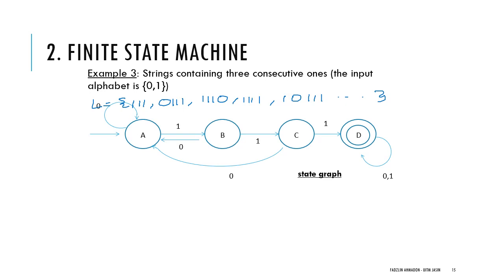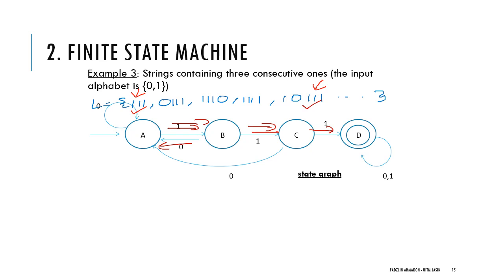Okay, now let's take a look at the state graph for this statement. So this is the state graph. You can verify whether the state graph correctly represents our example 3. So I'm going to test the first string. Okay, 1 1 1. D is an accepting state, so this is accepted. I'm going to test the final string. You can also check the rest of the strings if you want, but for this example I'm just going to test the final one. 1 0 1 1 1. D is an accepting state, therefore this string is accepted.